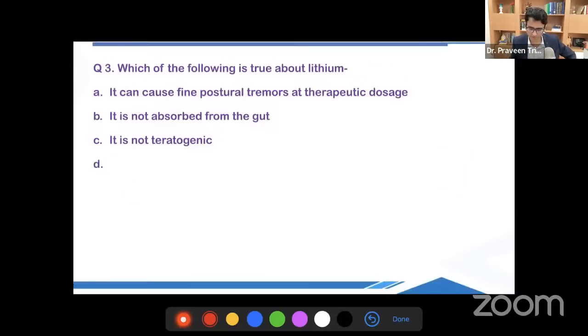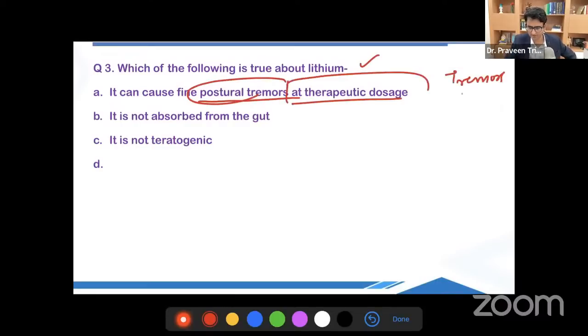All right. Let's go to the third question. Now, this was a very simple question. Which of the following is true about lithium? The first is it can cause fine postural tremors at therapeutic dosages. So yes, one of the commonest side effects of lithium is tremors. It is not absorbed from the GIT. Wrong. It is completely absorbed from the GI tract.